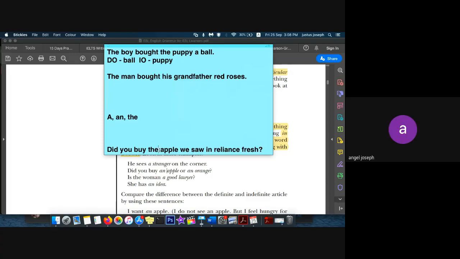What will come? Did you buy the apple or did you buy a apple? We saw in Reliance Fresh. Okay, two people are saying the apple. Is it defined? Yes, it's defined. We saw in Reliance Fresh.